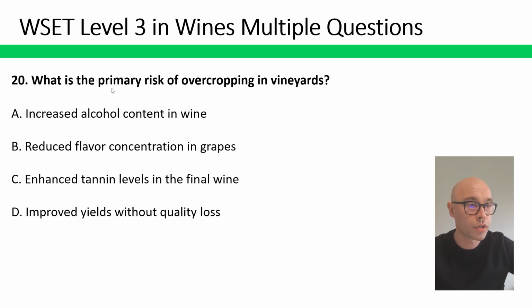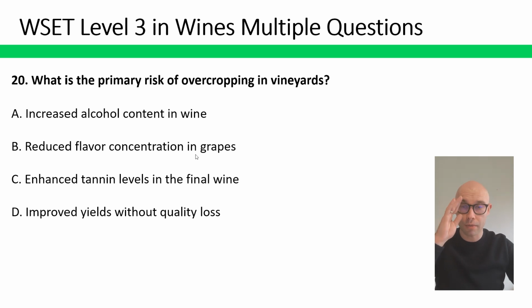What is the primary risk of overcropping in vineyards, so producing too many grapes? Increased alcohol content in wine, reduced flavor concentration in grapes, enhanced tannin levels in the final wine, improved yields without quality loss. The correct answer is B, reduced flavor concentration in grapes.